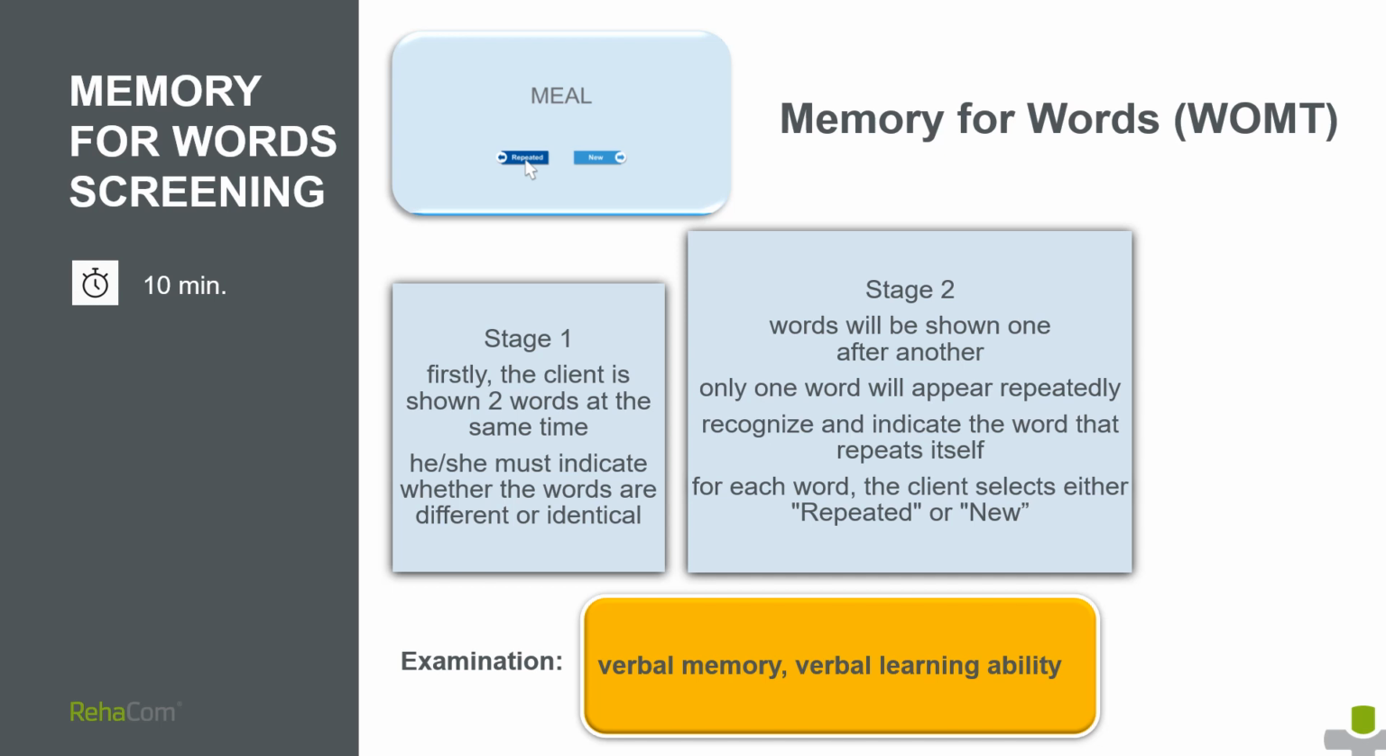In the second stage, the actual test, the client has to recognize recurring words. The client will be shown 1 word at a time on the screen. He/she must indicate whether this is the first time the word has appeared or whether it has already appeared before. Z and T value and percentile rank for the verbal learning ability will be calculated. For the rehabilitation of the affected abilities, the RehaCom therapy modules memory for words, figural memory, memory strategy training, or verbal memories are suitable.